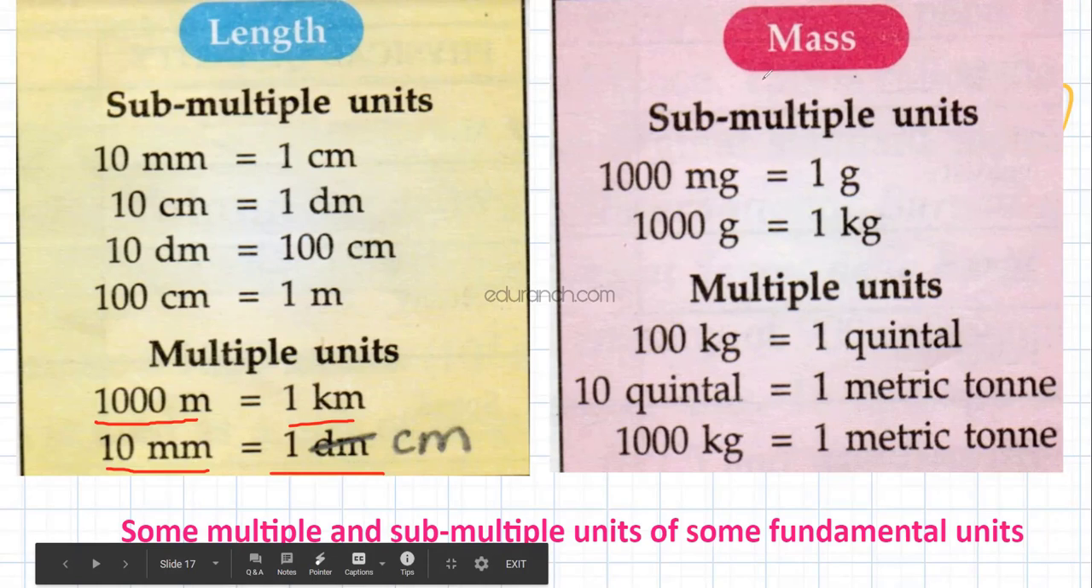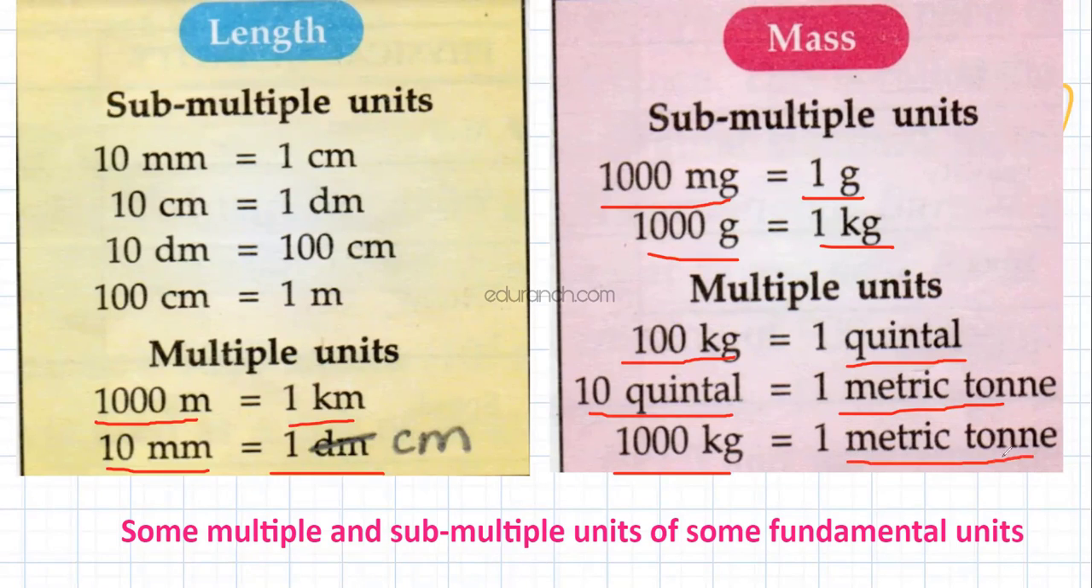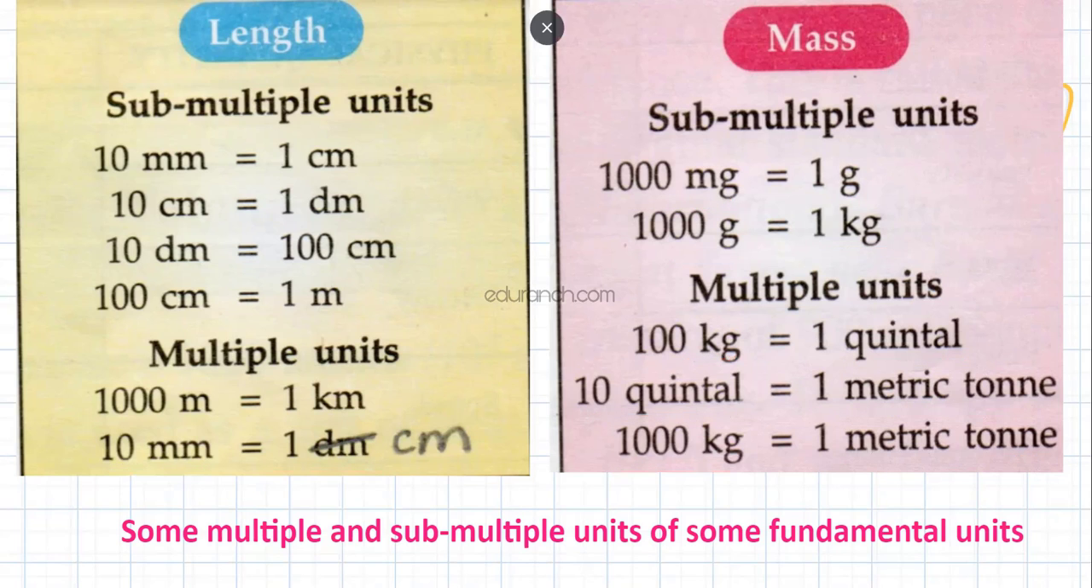In the same way for mass, we have submultiple units as 1000 milligram is equal to 1 gram, 1000 gram equal to 1 kg. In the same way, 100 kilogram is equal to 1 quintal, 10 quintal is equal to 1 metric ton, and 1000 kg is equal to 1 metric ton. Now, these are just some of the units we are going to use in our future.